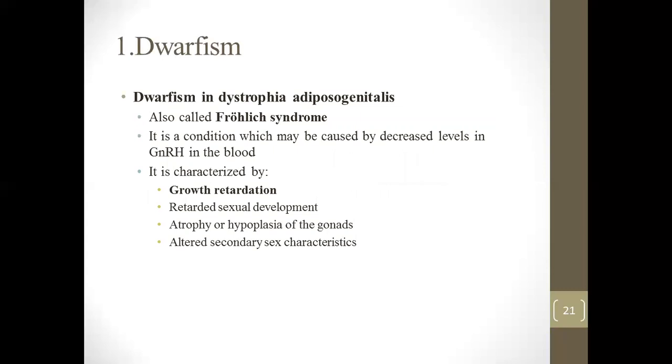Dwarfism in dystrophia adiposogenitalis, it is also known as Froehlich syndrome. It is a condition which may be caused by decreased level of growth hormone releasing hormone in the blood. It is characterized by growth retardation, sexual underdevelopment, atrophy or hypoplasia of gonads, and absent secondary sexual characters.